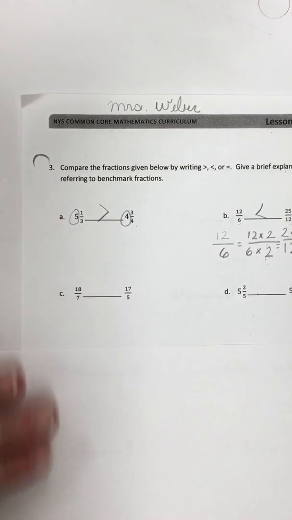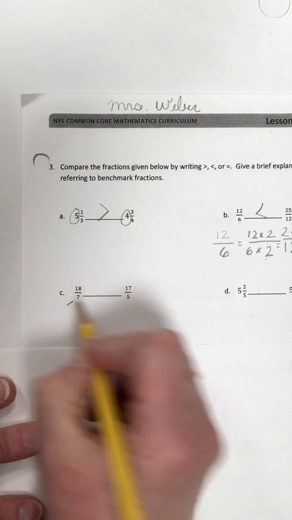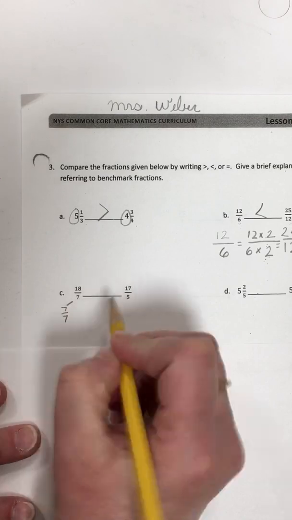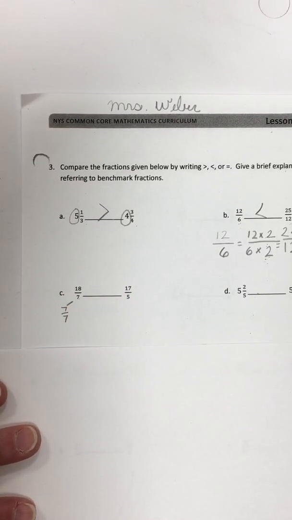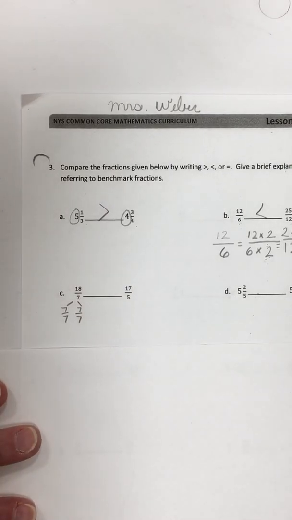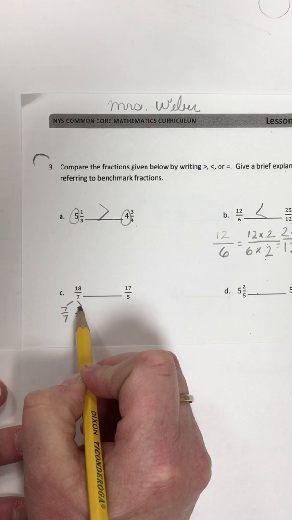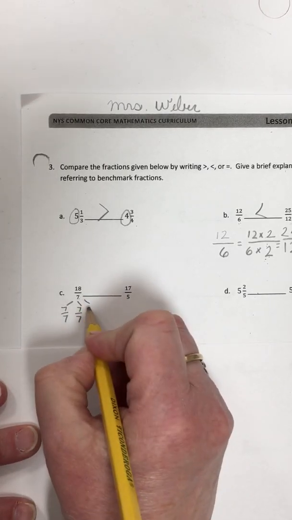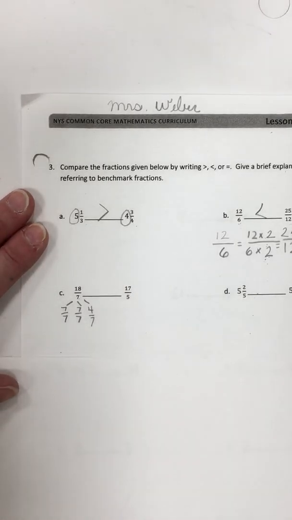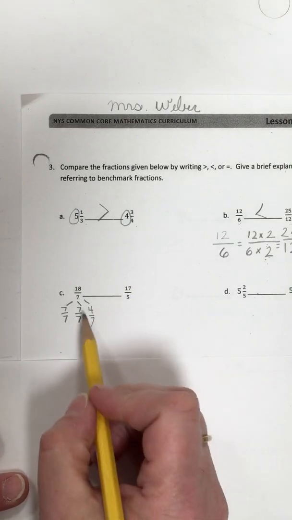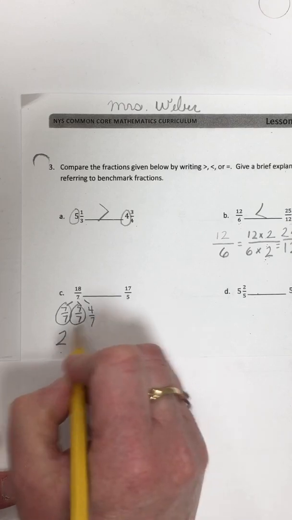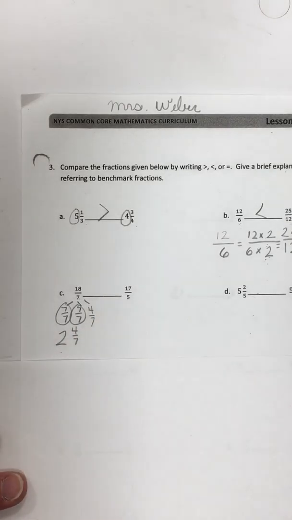So I can say that when dealing with sevenths, it takes 7/7 to equal 1 whole. I can do another 7/7, and 7 plus 7 is 14. I need 4 more to get to 18. So when I turn these into a mixed number, I've got 1, 2 wholes, and 4/7.